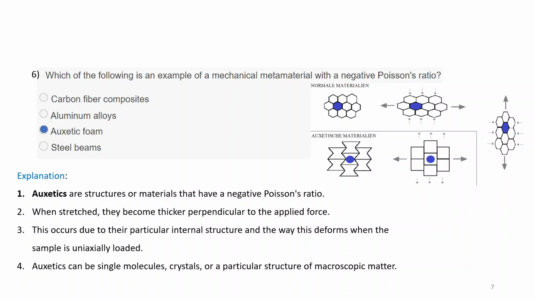As you asked earlier, is it at the atomic level or other level? It can be at the single molecule level as well as the macroscopic level, as shown here. These are the normal metamaterials, and in the case of auxetic metamaterials, as you apply stress in different directions, it will still give you a negative Poisson's ratio.